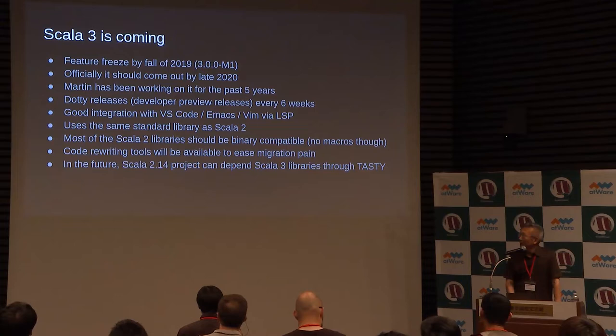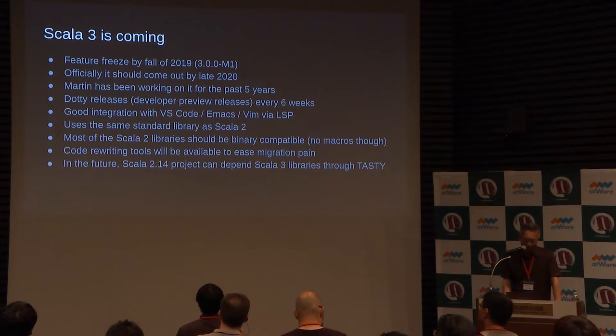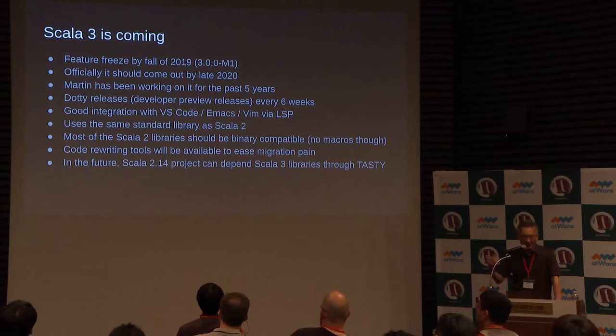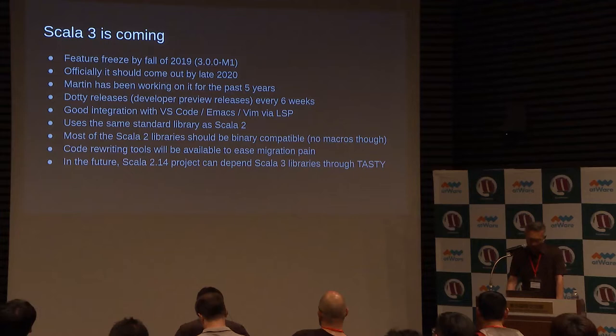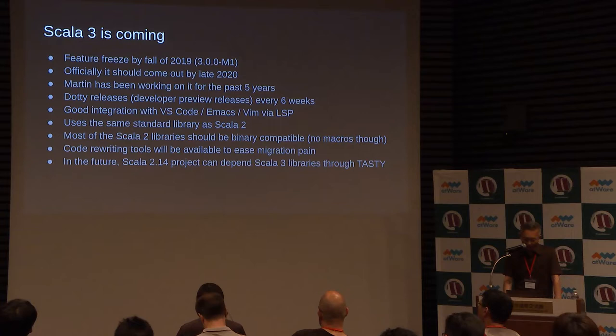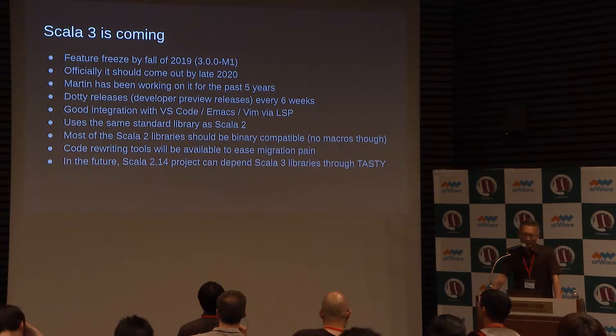All right, first of all, we all know Scala 3 is coming, right? I think the feature set is going to be frozen by fall this year, and so the M1 will be out this fall. And officially, it should come out a year later. I got this information from Martin's keynote just 2 weeks ago, so it should be pretty fresh. Martin and the team have been working on this for the past 5 years, so it's not just something that they came up with. And the developer release, they release it every 6 weeks. So I think it's very nice, and we can try out new things every 6 weeks.